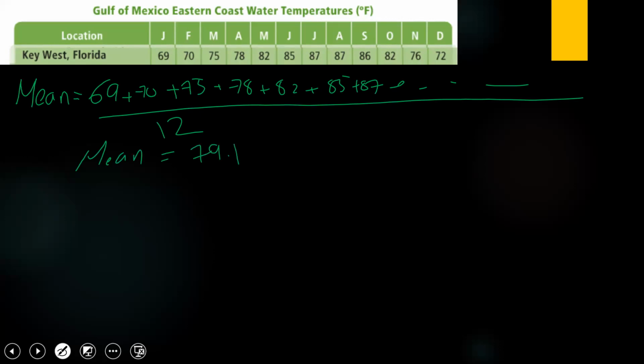This is the mean. Now let's find the mode. The mode is the most frequent number. Which is the most frequent number here? We have 87. It's repeated 2 times. And we have 70. No. I think that's it. 82 is repeated 2 times also. Yeah. So here we have 2 modes, 82 and 87.